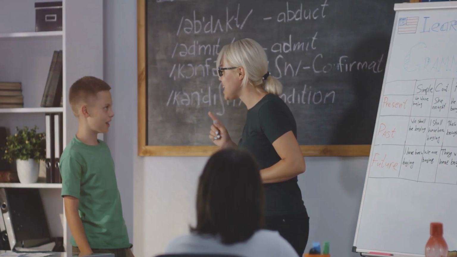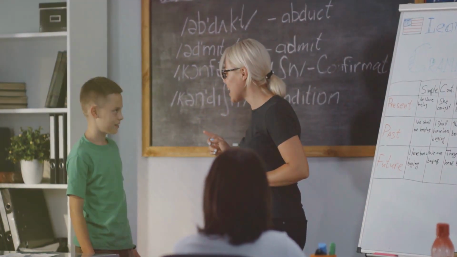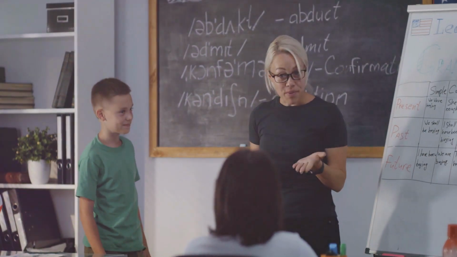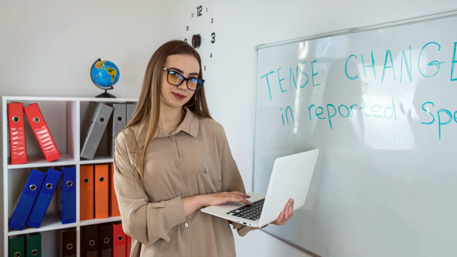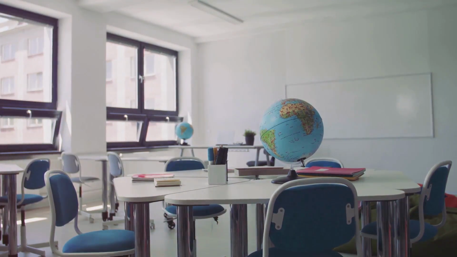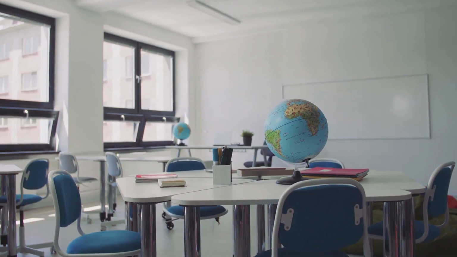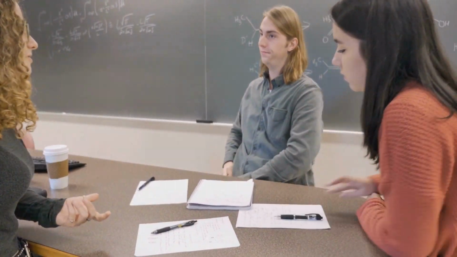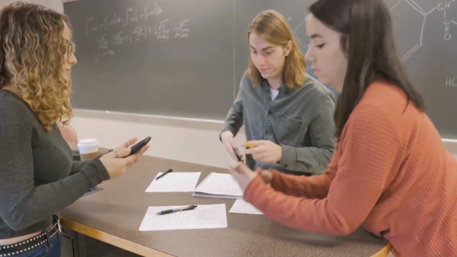Prepositions in English can be a bit tricky because they often don't directly translate to Japanese prepositions and can have multiple uses. Let's take a closer look. Use in for months, years, seasons, countries, and cities. For example, she lives in Tokyo, or the meeting is in March.